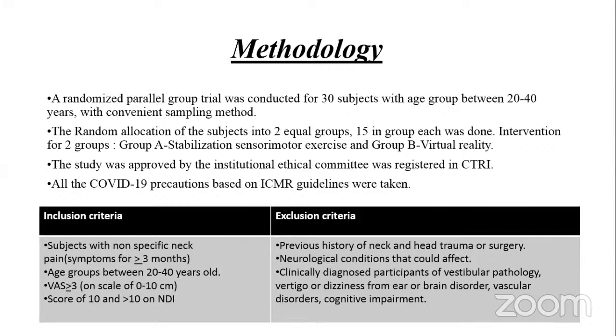Inclusion criteria: subjects with non-specific neck pain or symptoms lasting more than 3 months, aged between 20 and 40 years, with pain more than 3 on a 0 to 10 centimeter scale, and a neck disability score of 10 or more. Exclusion criteria: previous history of neck and head trauma or any surgery, neurological conditions that could affect the study, like vestibular pathology, vertigo, dizziness from ear or brain disorder, any vascular disorders, and cognitive impairment.